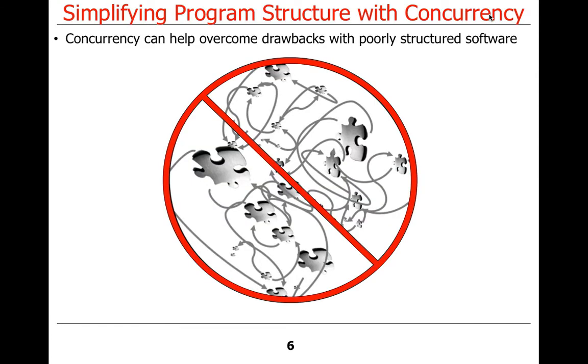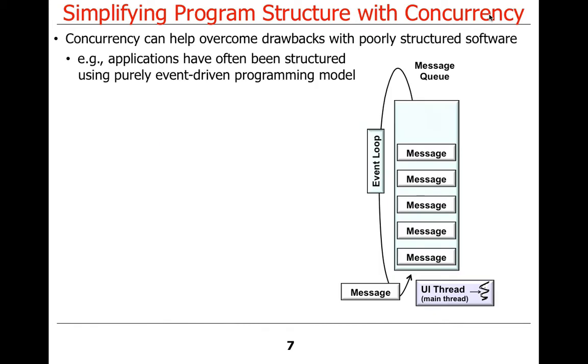If you were to go back and look at early generations of software, like the early versions of Windows, the early versions of Mac, the early versions of Unix, and you looked at how people wrote programs, you would see that those programs, by and large, were structured in a rather torturous way. They were sort of like spaghetti. The main reason for this was that they didn't support threading in those days, so they had to be written with what was called purely event-driven programming.